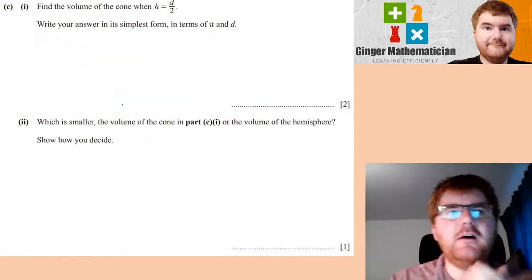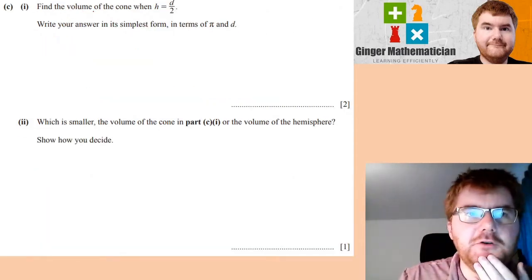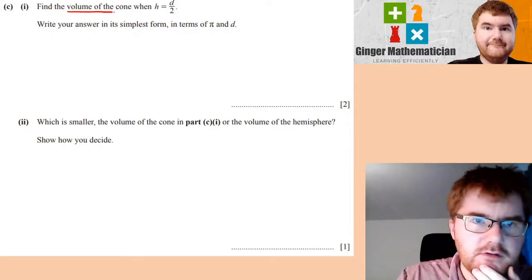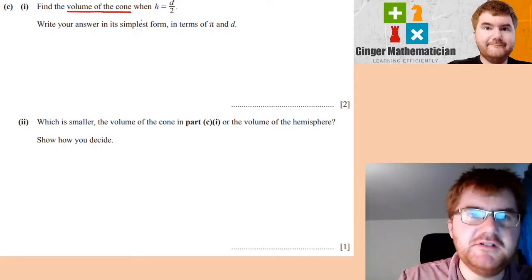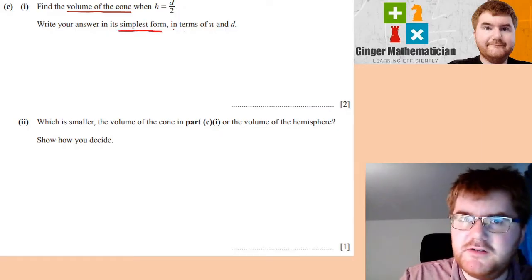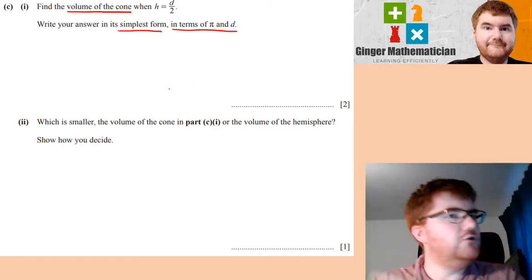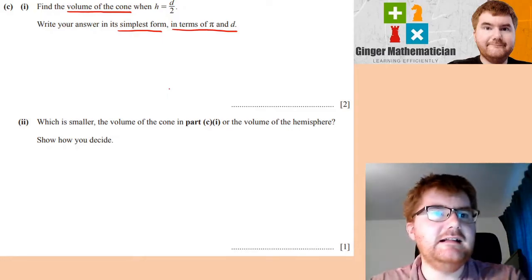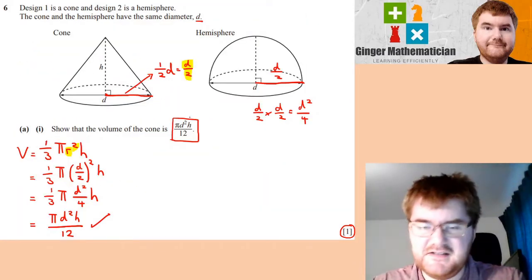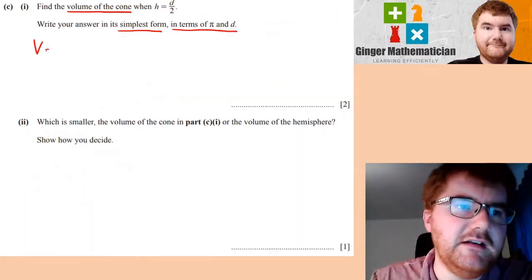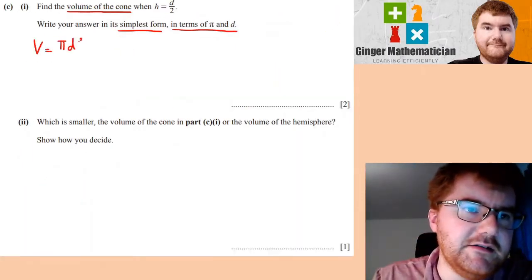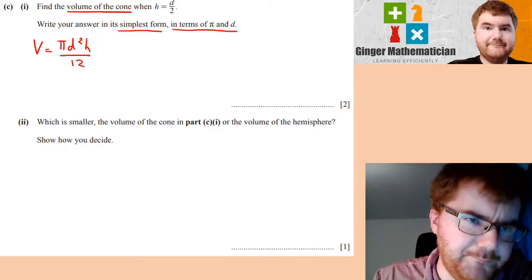And if we look at now part c, part i, find the volume of the cone when h is equal to d over 2. Write your answer in its simplest form, so very similar to one of the previous questions we did. So again, non-linear paper, let's go back. Let's look at the volume of the cone. That's this expression here. So pi d squared h over 12. So V equals pi d squared h over 12.